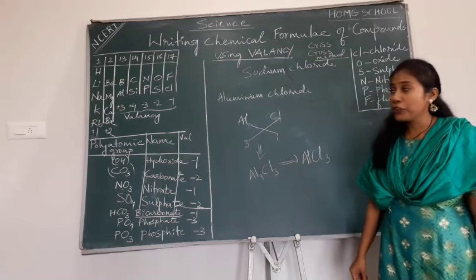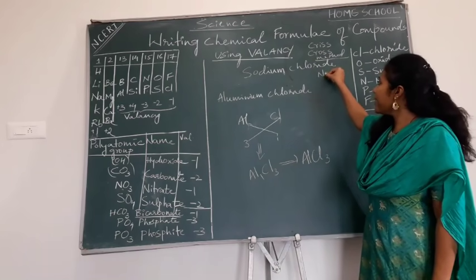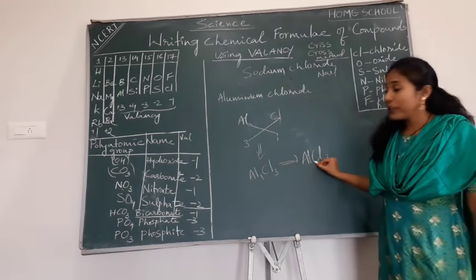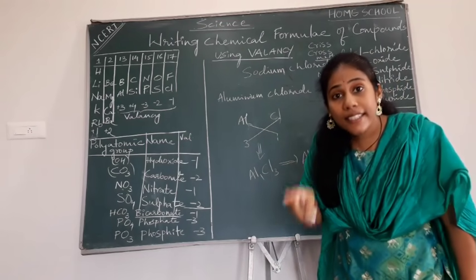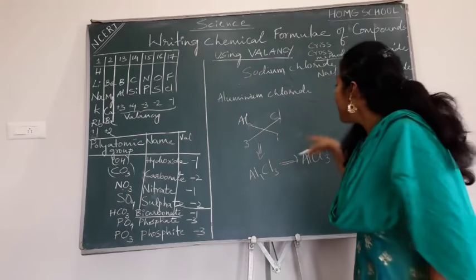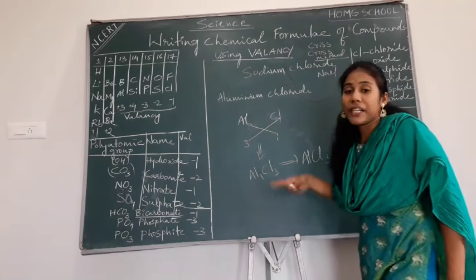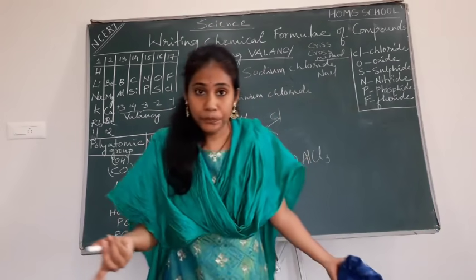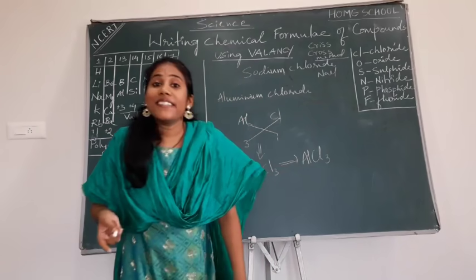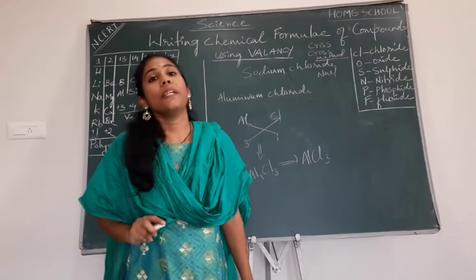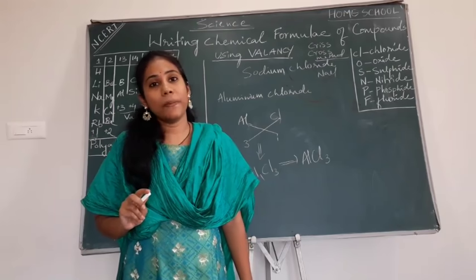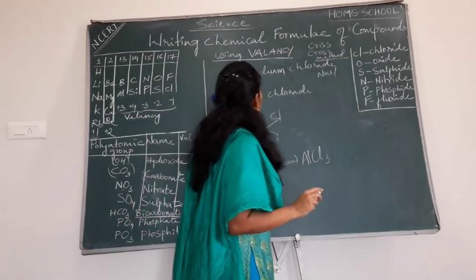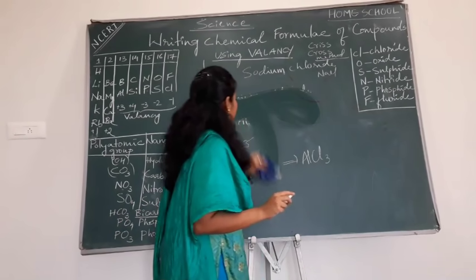Okay, now you got to know sodium chloride is just NaCl, but aluminium chloride is AlCl3. Why that 3 has come? Because the valency of aluminium is 3. Okay, so that is why AlCl3 will come for aluminium chloride. Here everybody? Fine. And now aluminium oxide.